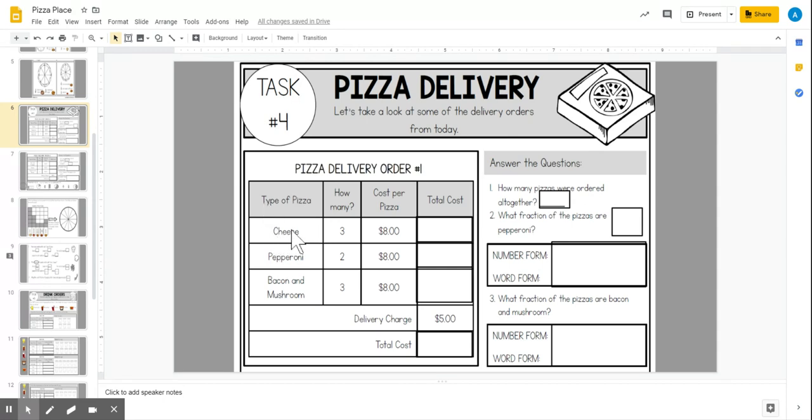Type of pizza, cheese, how many? 3, cost per pizza, $8, and we need to find out our total cost. So if it's per pizza, remember that per is another way to say each. So each pizza is $8. So we are going to multiply that 3 times 8.